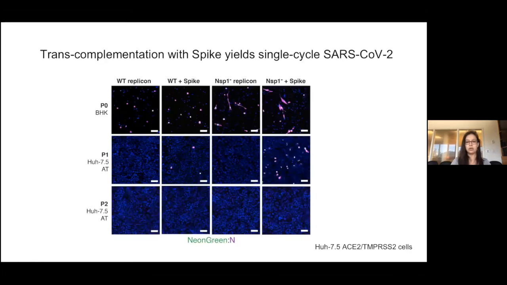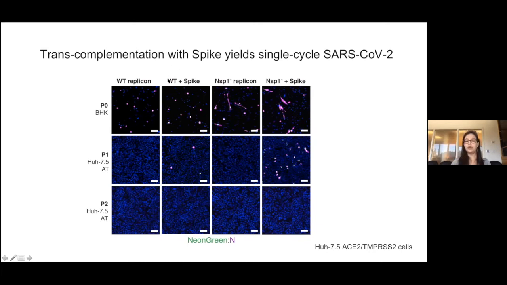So here's how it looks. What you see here is our nuclear localized neon green. This is our reporter. And in parallel we also stain for N protein, which you see in magenta. So these P0 cells are the cells that are electroporated with the replicon RNA. And you see that regardless of spike expression, we get a signal.